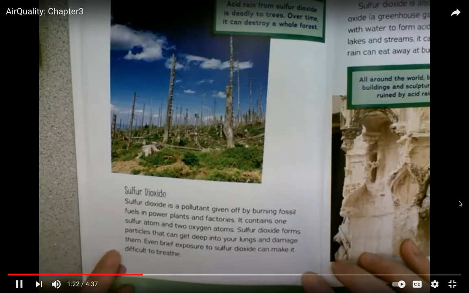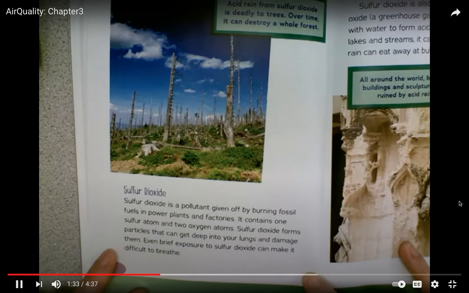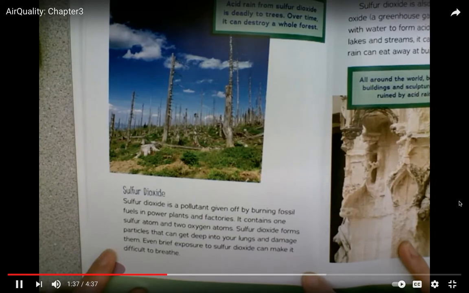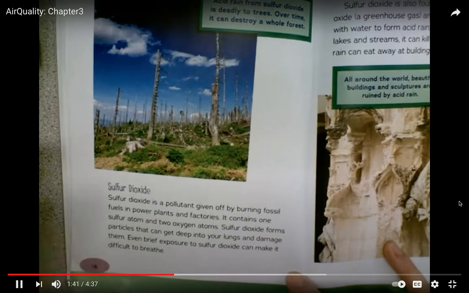Sulfur dioxide. Sulfur dioxide is a pollutant given off by burning fossil fuels in power plants and factories. It contains 1 sulfur atom and 2 oxygen atoms. Sulfur dioxide forms particles that can get deep into your lungs and damage them. Even brief exposure to sulfur dioxide can make it difficult to breathe.